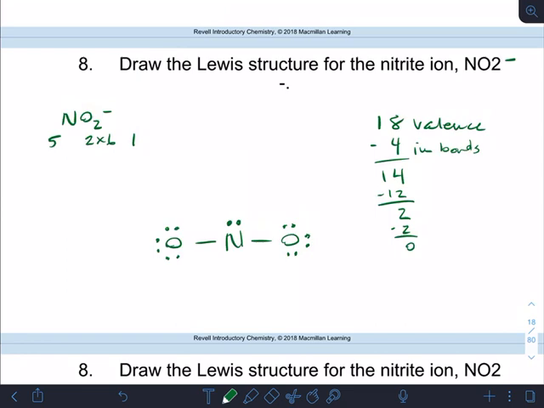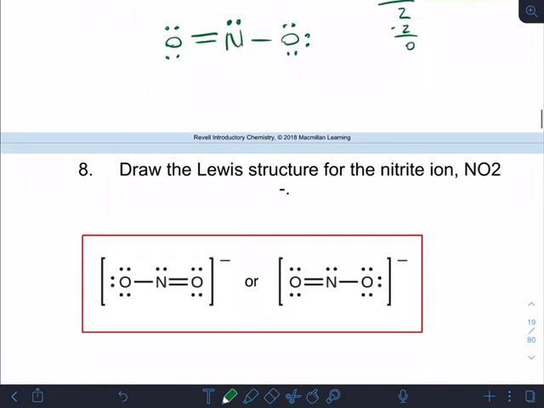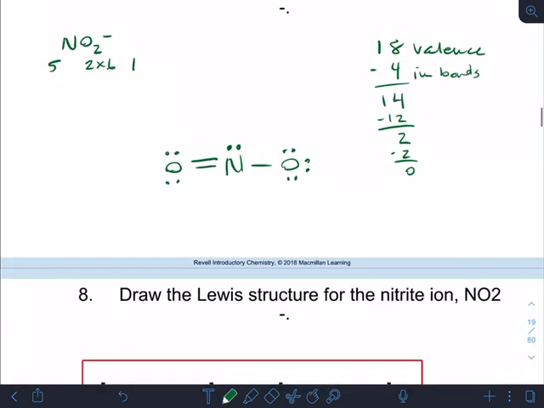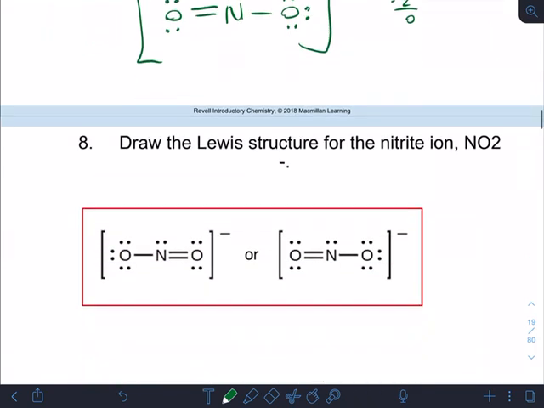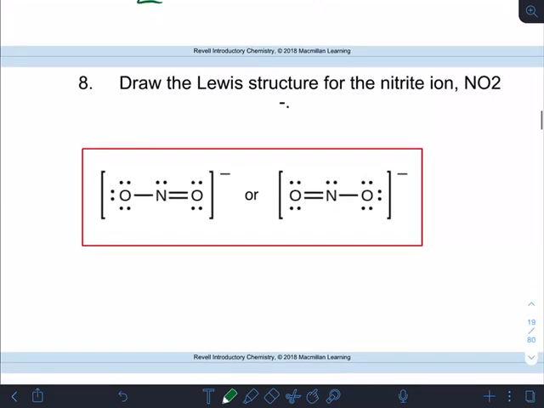Now my last step is to check my octets. So right now, both oxygens feel like they have access to 8 electrons. Great, they're cool. But my nitrogen feels like it has access to 6. So in order to fix that, I'm going to borrow from one of my oxygens and make an extra bond. And it doesn't matter which one. I can borrow from the right one or the left one. They're both exactly the same molecule. Oh, and I forgot my brackets. Should keep my brackets. I always forget that step.